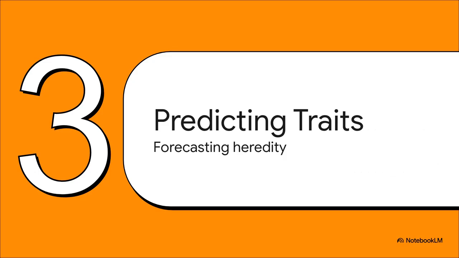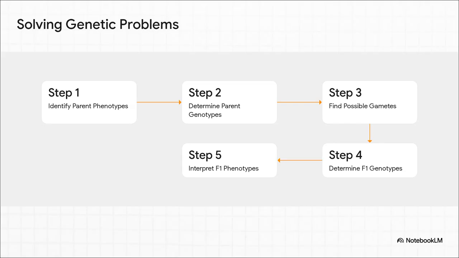All right, now we get to the really fun part. We've got the basics down, so now we can start playing fortune teller a little bit and actually predict how traits get passed down from parents to kids. And don't worry, it's not just guesswork. There's a method to the madness. It's a simple 5-step process that works like a charm for what scientists call monohybrid crosses. That's just a fancy way of saying we're only looking at one single trait at a time.